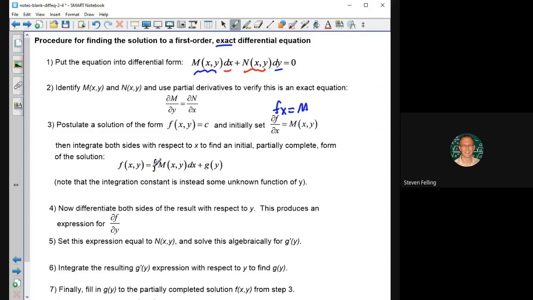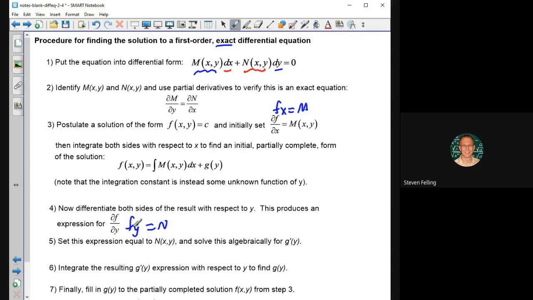Then we integrate both sides with respect to x, and that produces an integral term, plus an integration constant, but that integration constant could be a function of y since we're doing a partial derivative with respect to x. So we write this as g as a function of y. Then we take the partial derivative of all of this with respect to y to find f_y, and we force that to be equal to the N, the dy component of this.